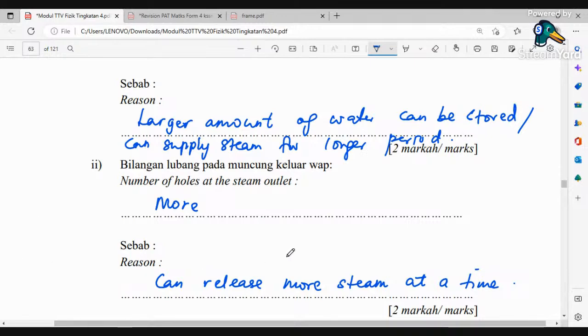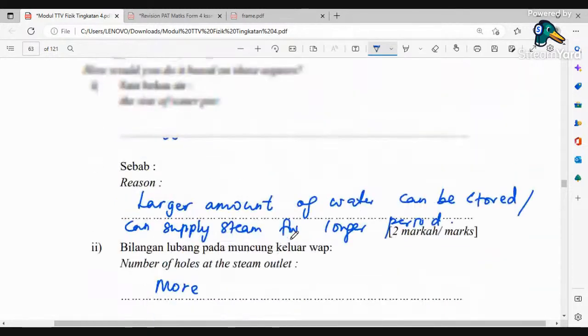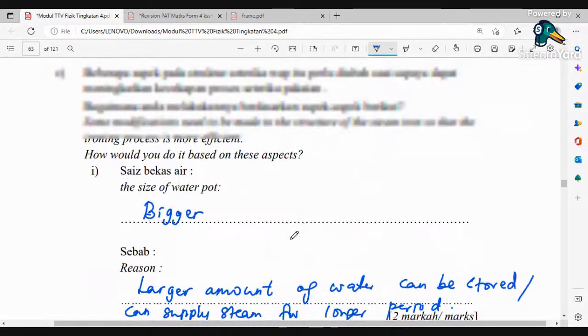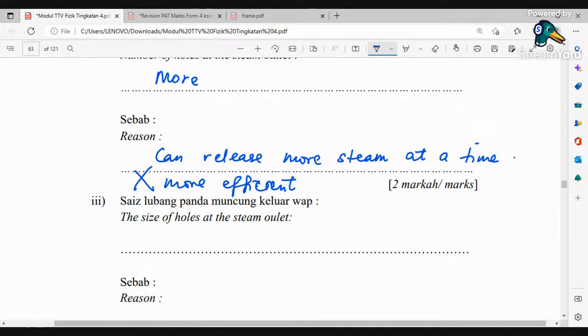Jangan tulis efisien. Kalau you tulis ni more efficient, tak ada apa. Kenapa tak ada markah? Sebab sudah mention ke atas. Sudah mention di sini cannot repeat. Okay, so ini tak ada markah walaupun betul sebab atas dah sebut. So jangan tulis what is given dalam soalan. Ni tak boleh.